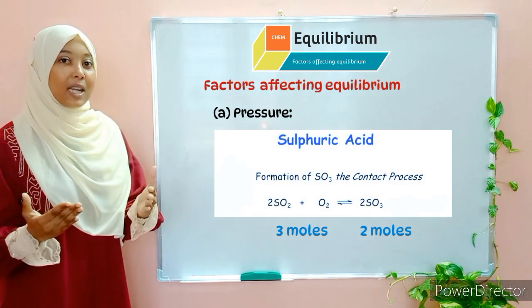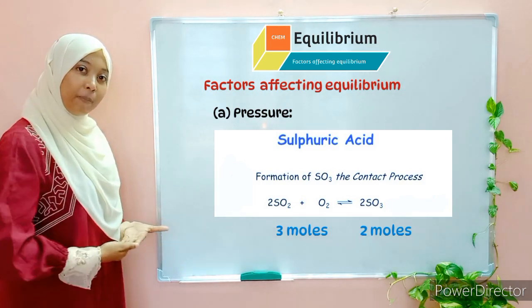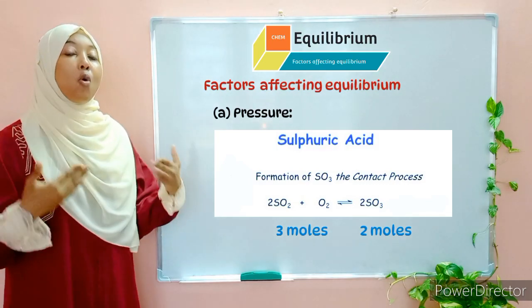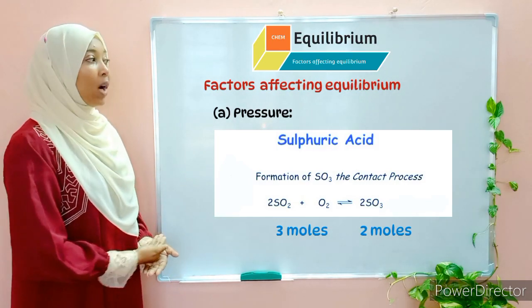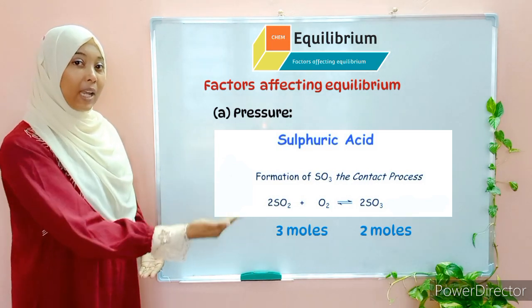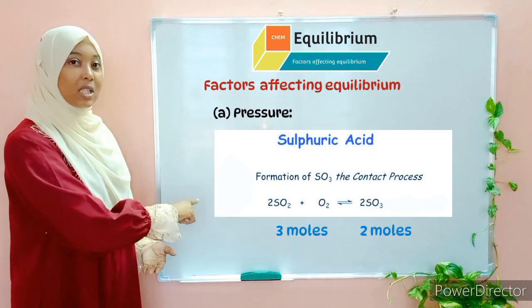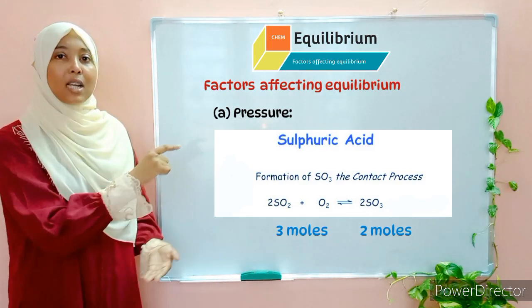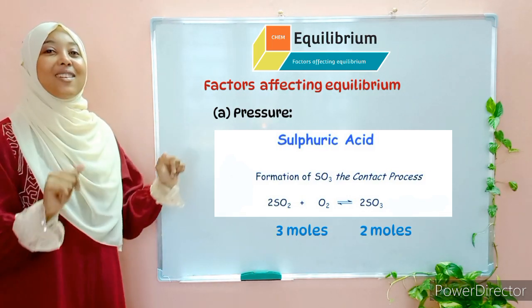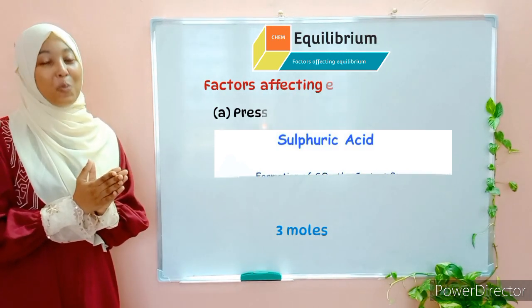So how is this attained? By favoring the reaction that produces more molecules. And this, of course, is the backward reaction. So you're going to have sulfur(VI) oxide breaking down to form sulfur(IV) oxide and oxygen. How will this affect the yield of sulfur(VI) oxide? It's going to be lowered. And that is that on pressure.